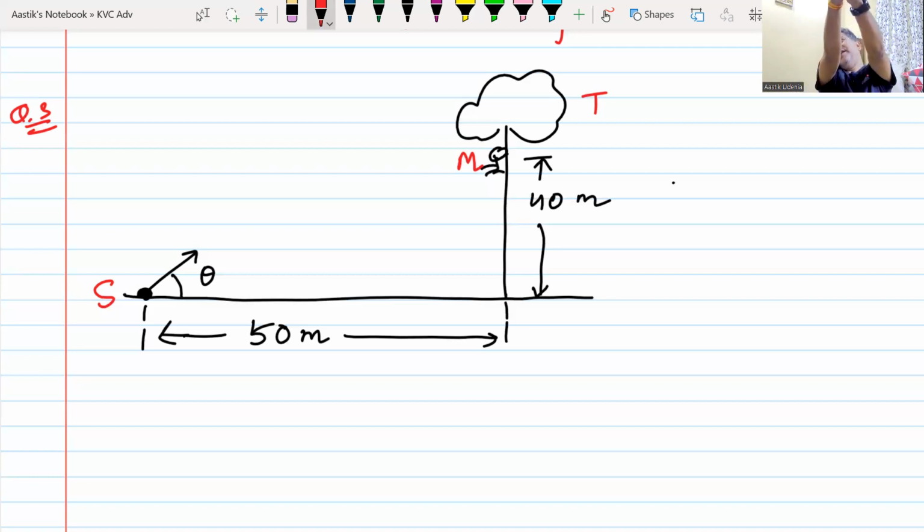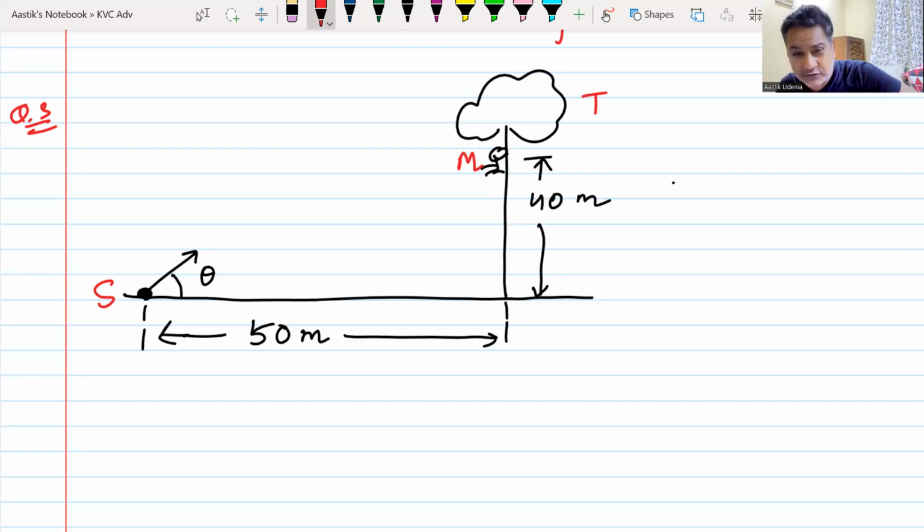So the shooter aims at the monkey, but the monkey sees that the shooter is trying to kill it. So as soon as he fires, it drops down. Will the bullet hit the monkey? That is one way of asking this question. The other way is, at what angle should I aim so that I hit the monkey even if it falls? The bullet will hit the monkey.